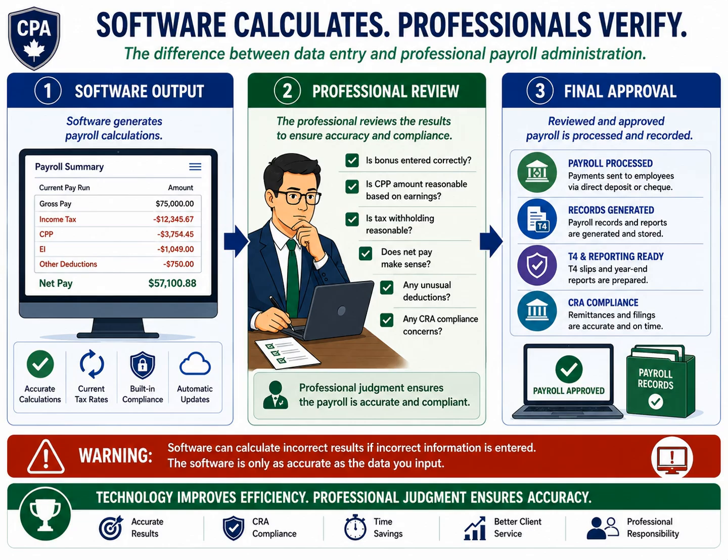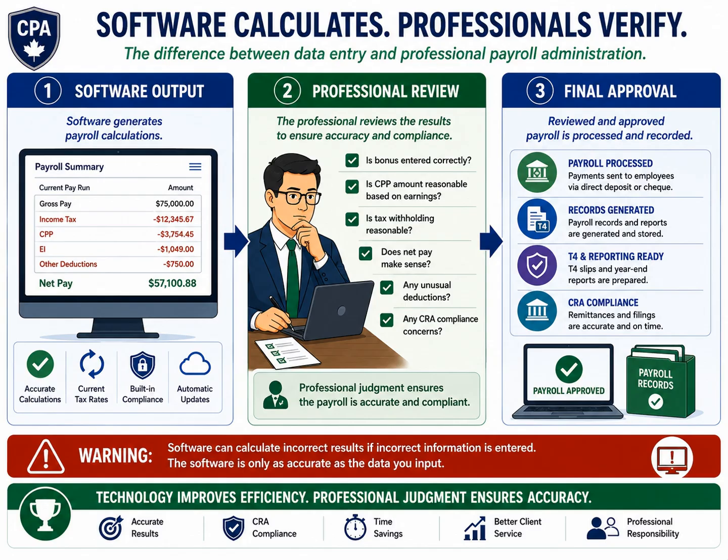The second stage is professional review. This is where the tax preparer adds real value. Rather than blindly accepting the software output, the professional carefully reviews the results. Was the bonus entered correctly? Does the CPP calculation appear reasonable based on the employee's earnings? Is the amount of tax withheld consistent with expectations? Does the net pay make sense? Are there any unusual deductions or unexpected results? Could there be any CRA compliance concerns?